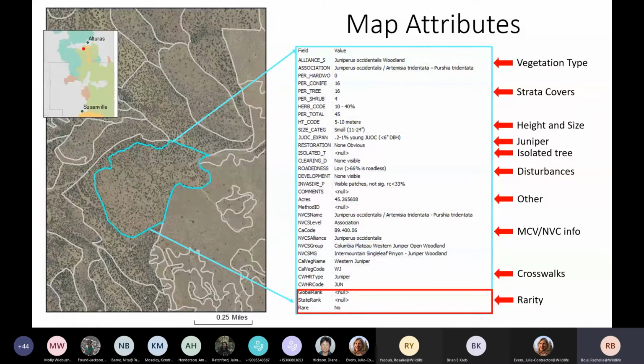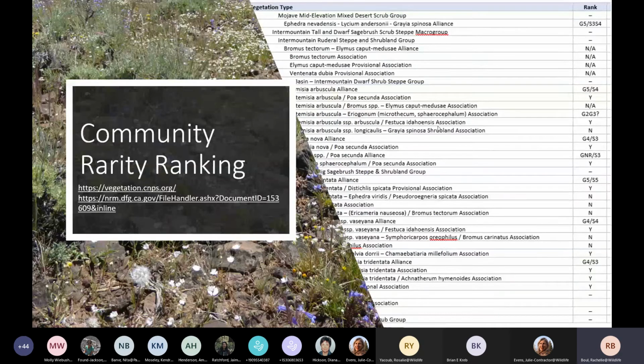Diana Hickson will, I think, be talking a bit more in depth about the rarity ranking, so I don't want to go too far into it. But I do mostly want to point out that, again, this attribute is embedded within the vegetation map for each polygon so that you can spatially identify the sensitive natural communities. And also I want to point out that Appendix A in the report lists all the vegetation types that are found within the study area, along with their rarity ranks for the alliance and association levels.